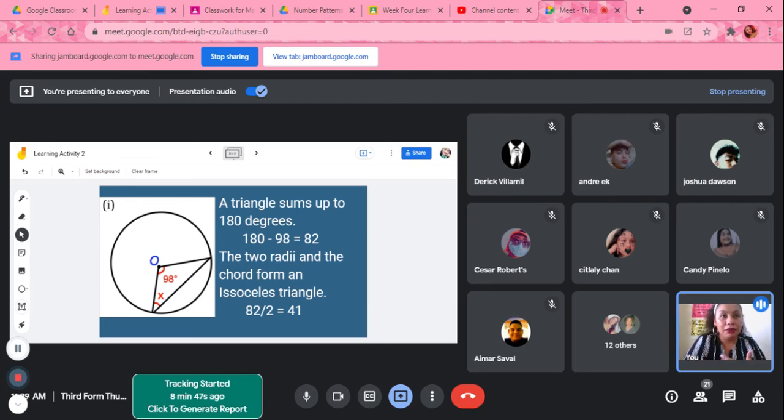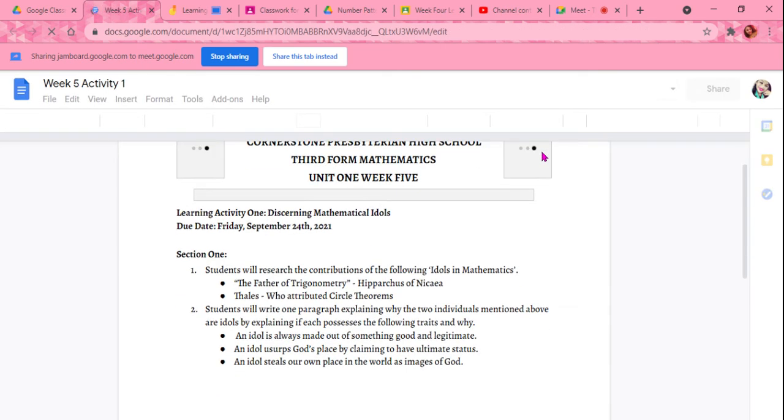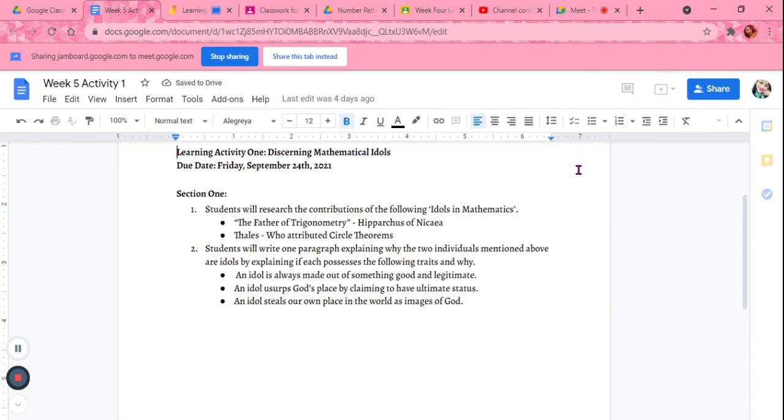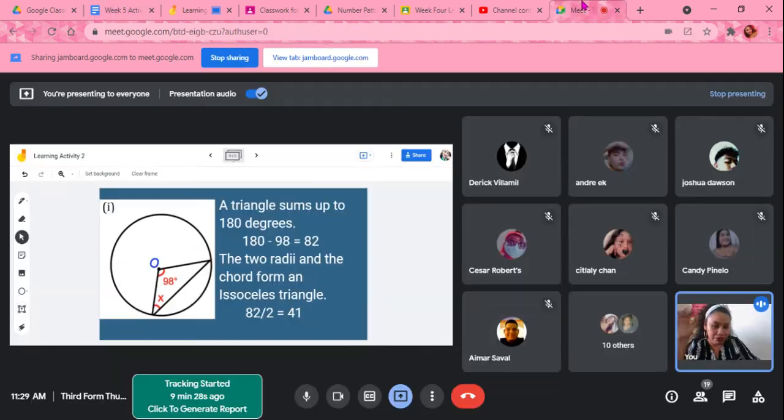That activity is a little bit more biblical because you want to differentiate between idols. We're talking about idolatry discerners. I give you 3 things that are characteristics of an idol, and you are just going to tell me, based on what you have read about Thales or the father of trigonometry, if he has those 3 things. If he doesn't, then you say he isn't. Let me use the words in the activity. It says an idol is always made out of something good and legitimate.